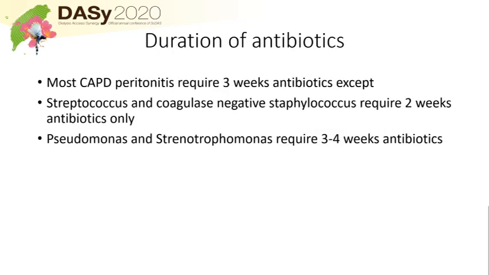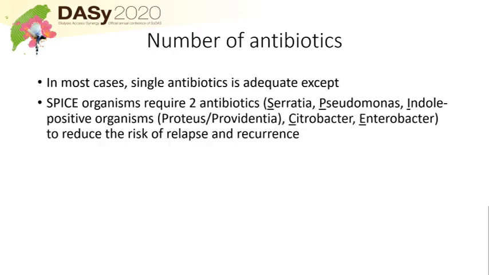Concerning the duration of antibiotics, most CAPD peritonitis requires 3 weeks of antibiotics, except Streptococcus and coagulase-negative Staphylococcus, which require only 2 weeks, and Pseudomonas and Stenotrophomonas, which require 3 to 4 weeks. In most cases, a single antibiotic is adequate, except for SPICE organisms, which require 2 antibiotics.